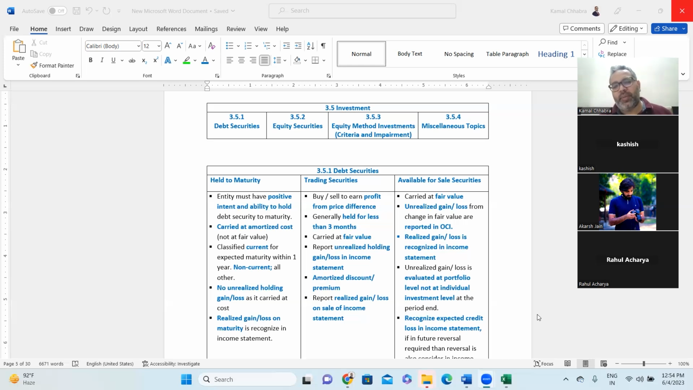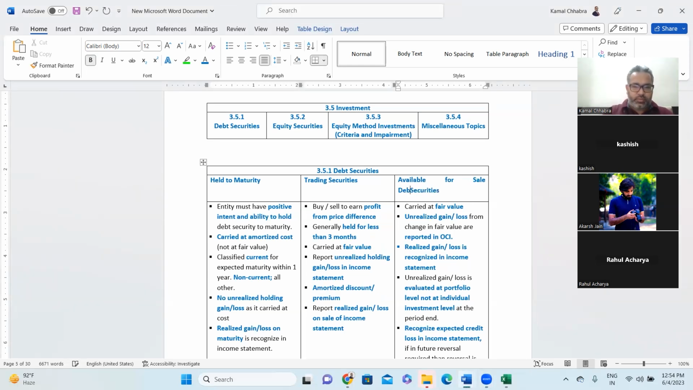Third one is available for sale debt security. Have you heard this term before? Available for sale debt security. Yes, sir.